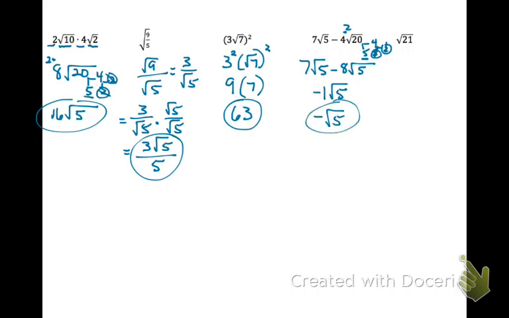The square root of 21, 21 is not a perfect square, but we can just check its factors. So 7 and 3 are both prime. You can only multiply them by 1 and itself. So you can't break those down any further. So we just leave that as the square root of 21.